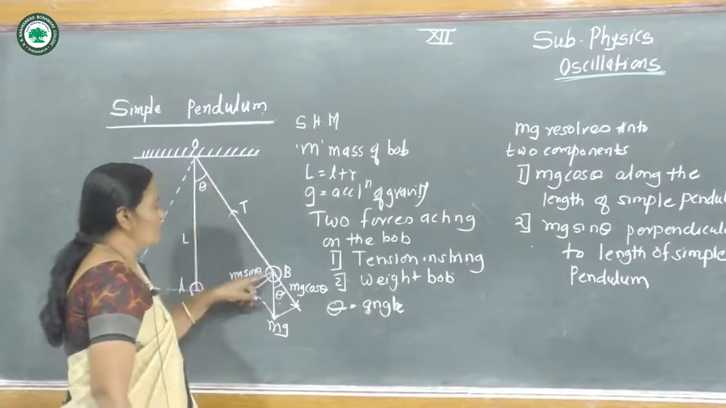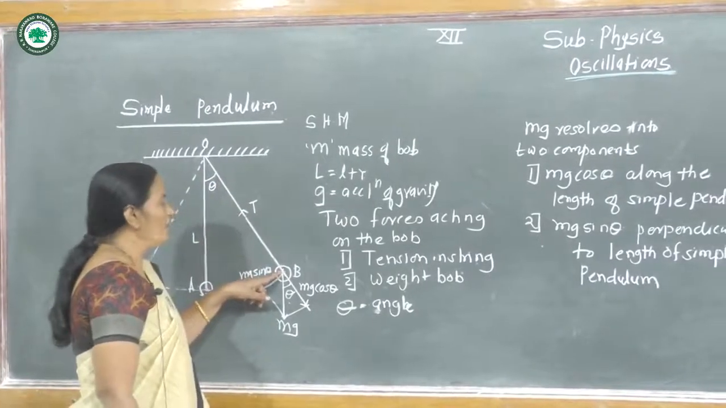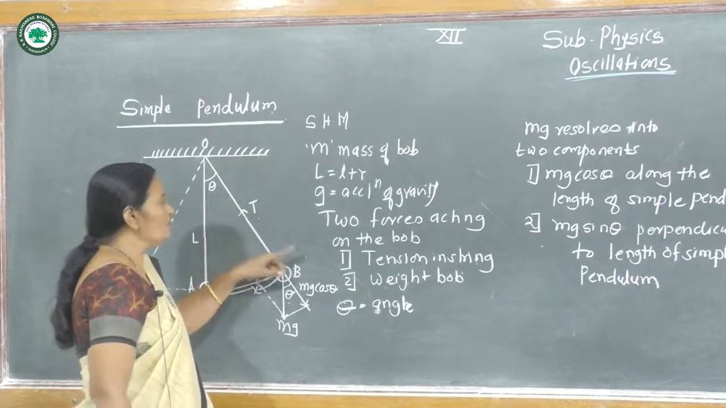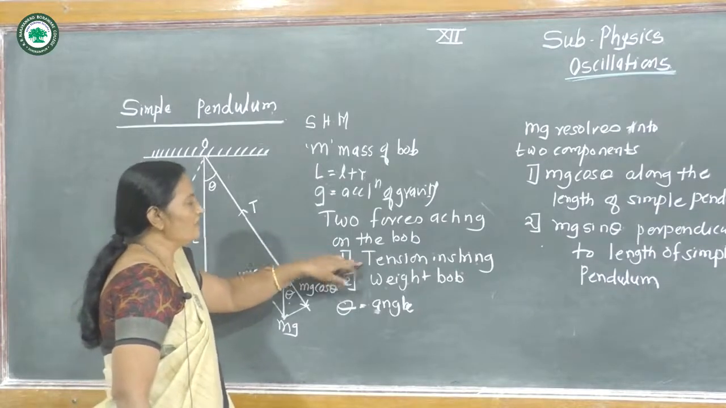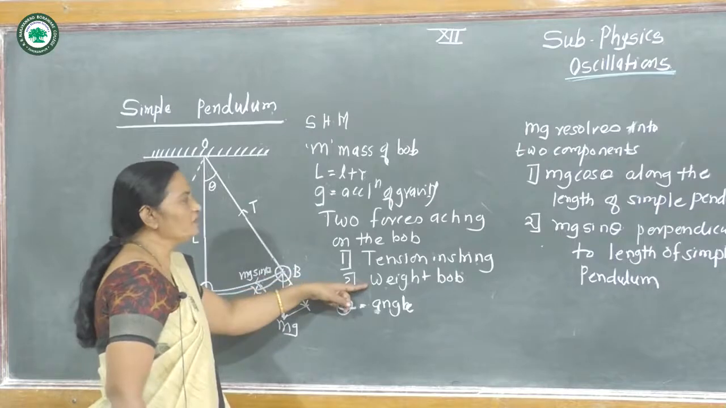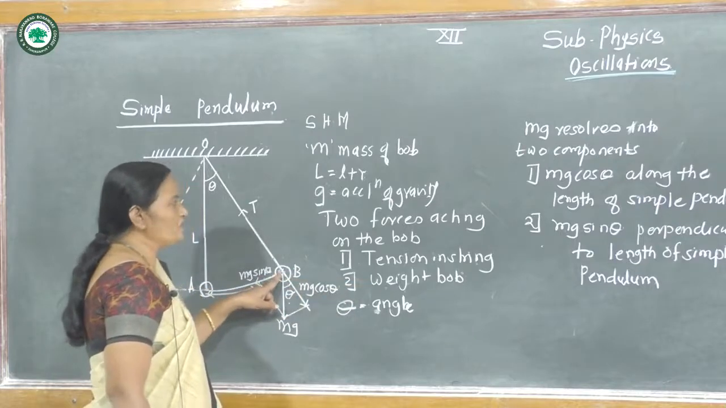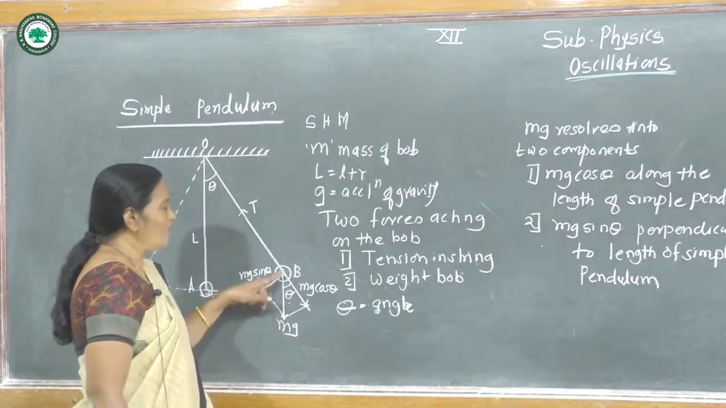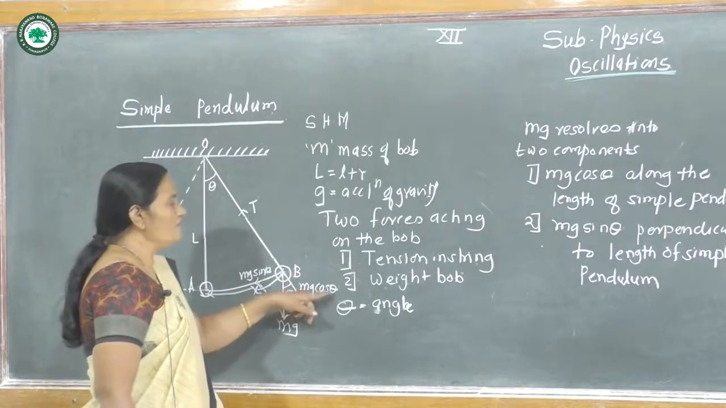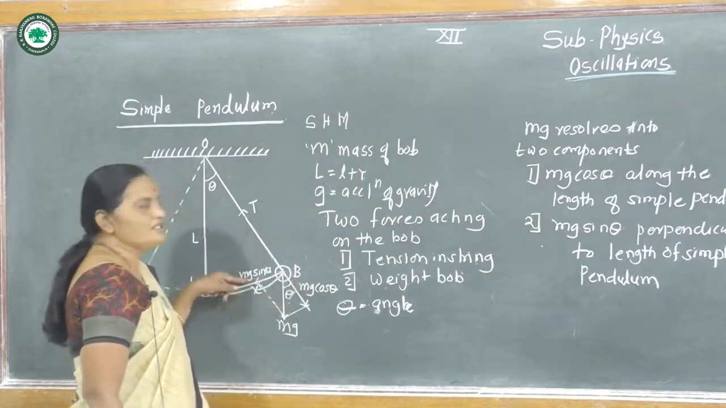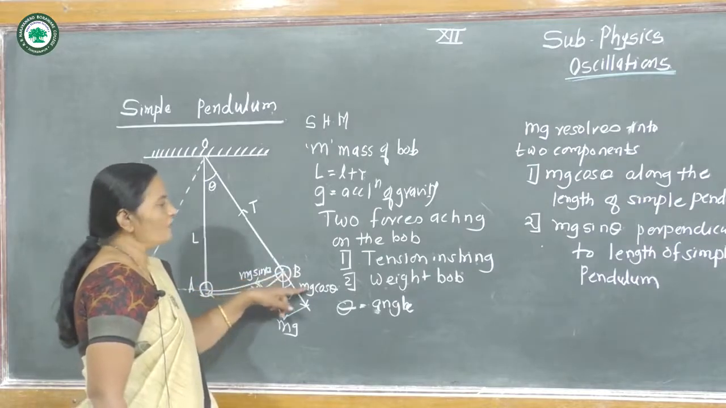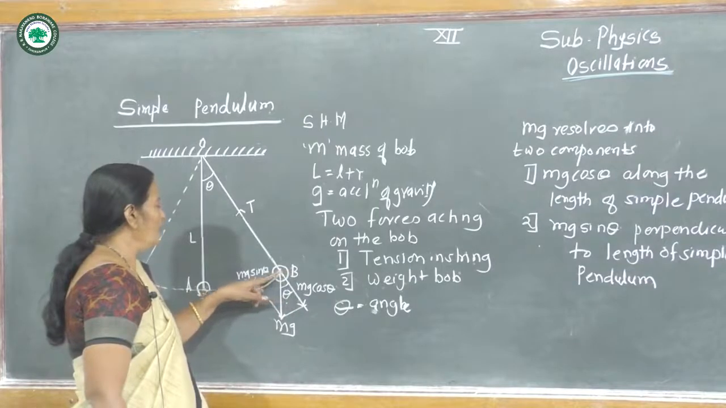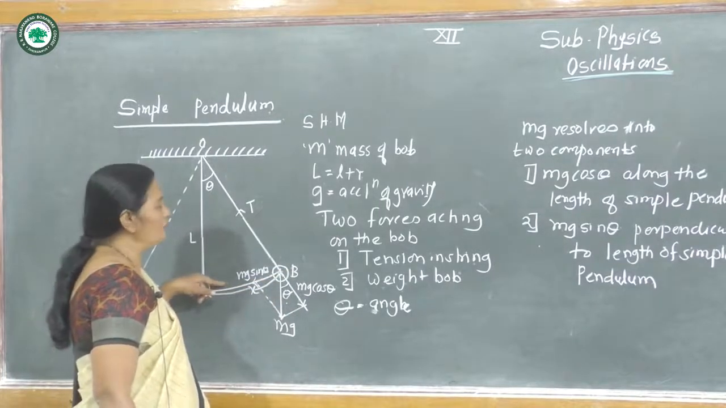See the two forces acting on this bob B, or acting at the displaced position B. The two forces are the tension in the string and the weight of the bob. At the displaced position, the weight of the bob is represented by mg, having two components, mg cos theta and mg sin theta. Mg cos theta is along the length, and mg sin theta is perpendicular to the length.